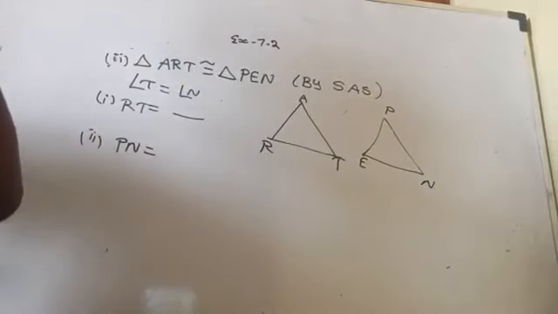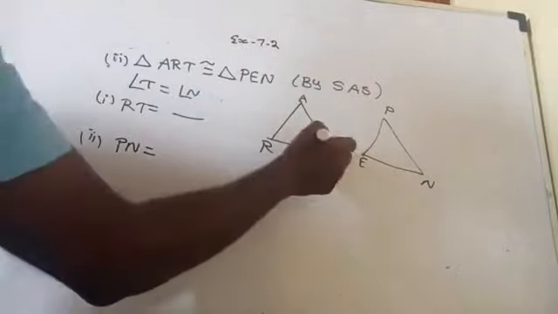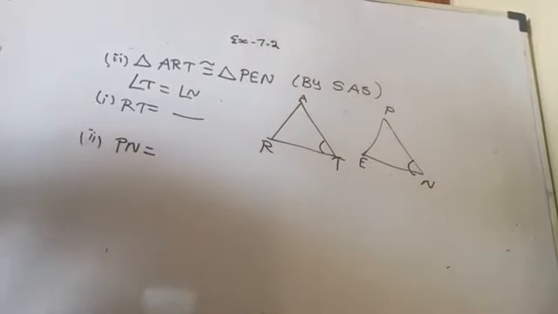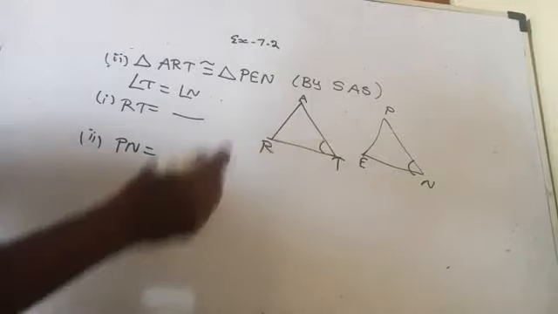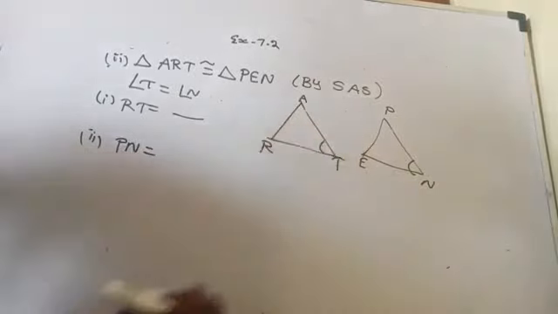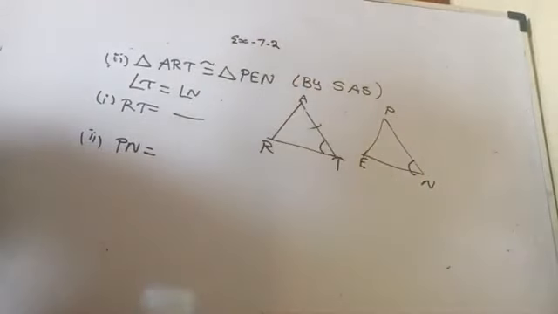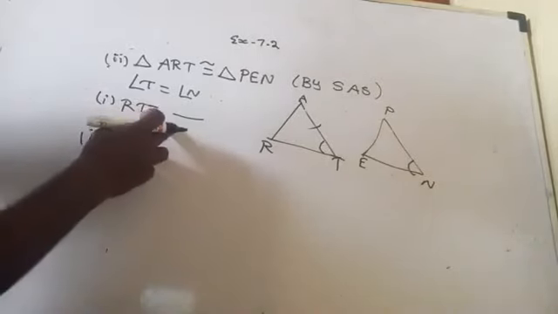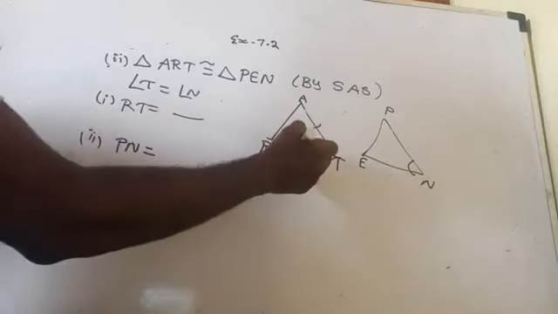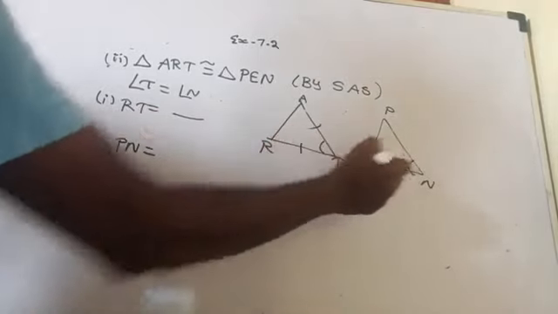Then angle T equal to angle N, it is given. So SAS means what? One angle is included between the two sides. So this angle T should be included between the sides. Here the angle N is included between the two sides. What are the two sides? PN and EN. Okay. So RT means what? This side. So this side should be equal to side EN.